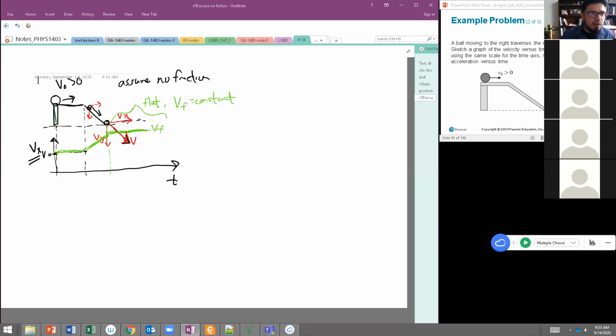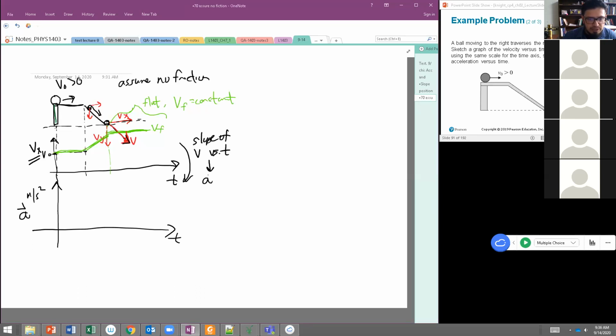The next part of this problem asks us to draw an acceleration versus time graph. So in this case, this is how you'd make another graph right below it. This is time, and now what we're going to be plotting is acceleration, remembering this is in meters per second squared. And the thing that we've got to remember is that the slope of velocity versus time gives us acceleration.